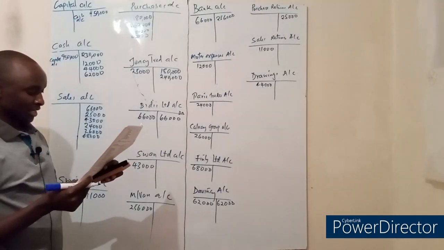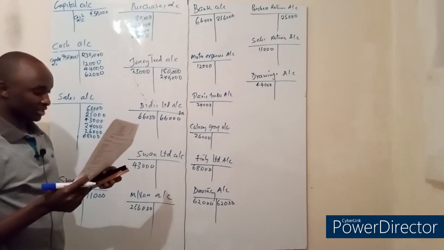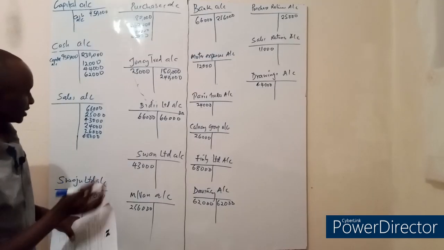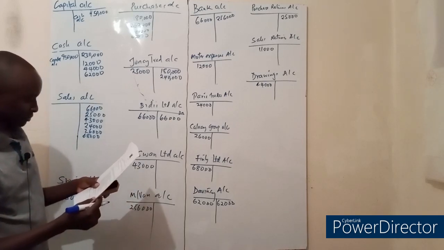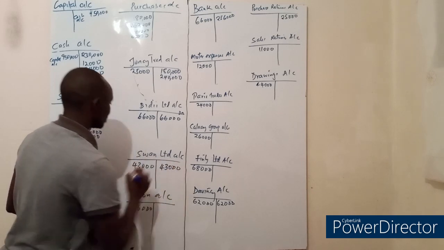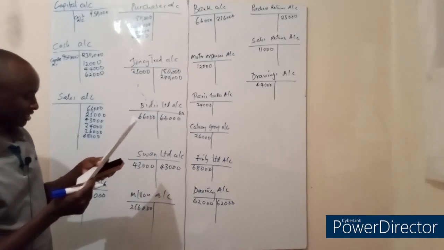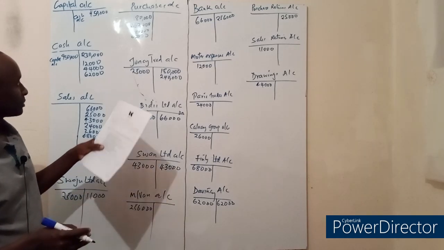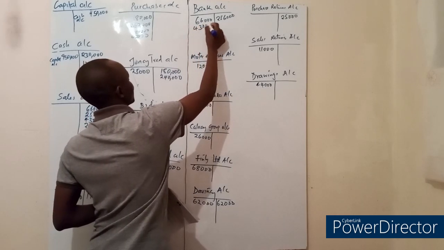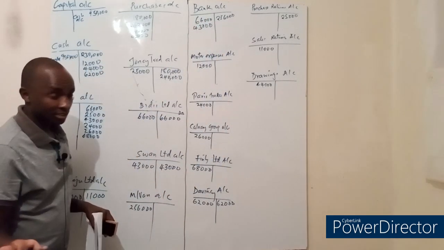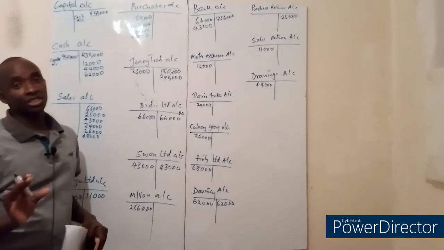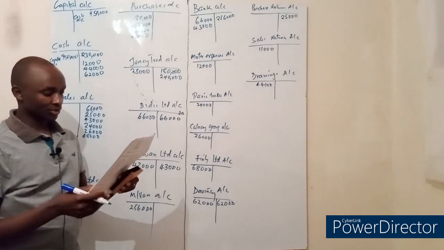Are we together? Then you move to 25th of January. Received payment from Swan Limited. Where is Swan? Swan Limited is here. So Swan Limited is paying 43,000. So meaning Swan is neutralizing his account, but Celia Atieno is receiving through check. So the bank account again for Celia Atieno is going to increase on the debit by 43,000, right? Or alternatively, you can say since Swan Limited is taking the credit, so the bank account is going to take the debit automatic. Are we together?